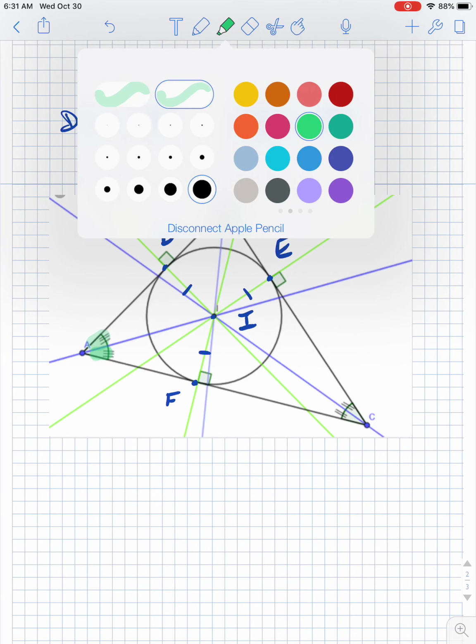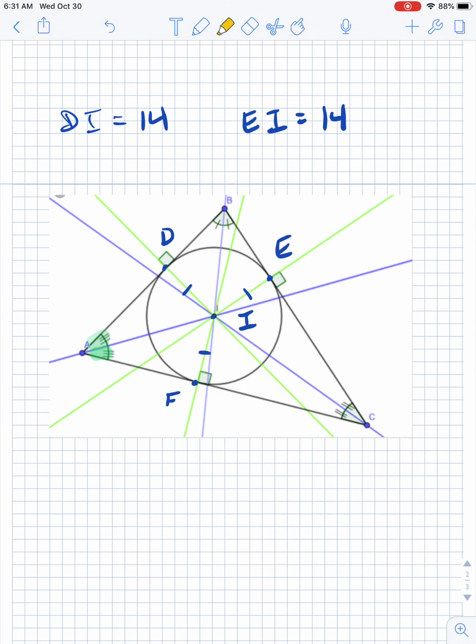We also have that this angle right here is congruent to this angle over here because those are right angles, and right angles are always congruent to each other.